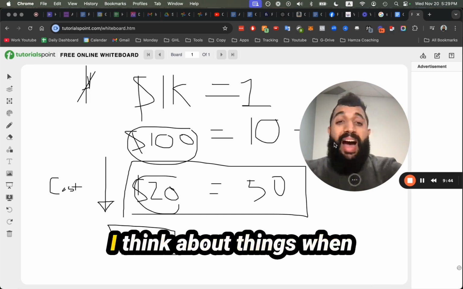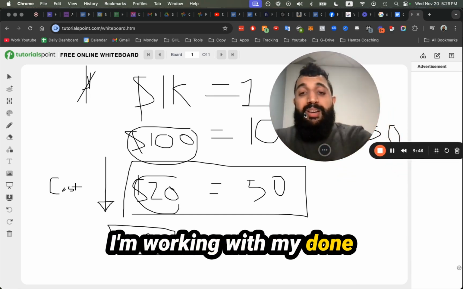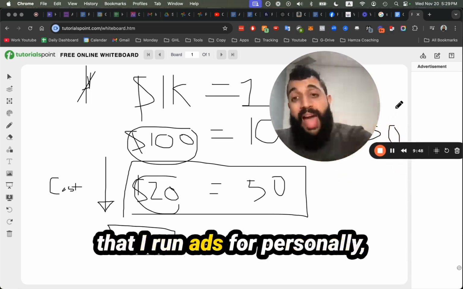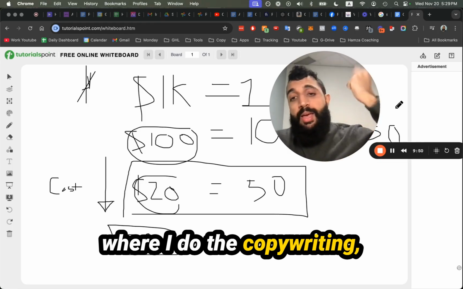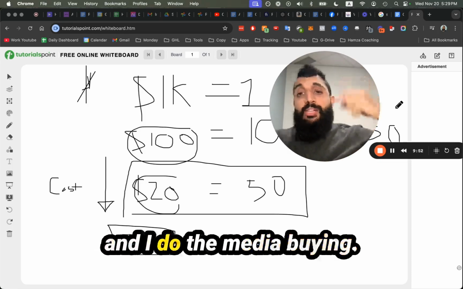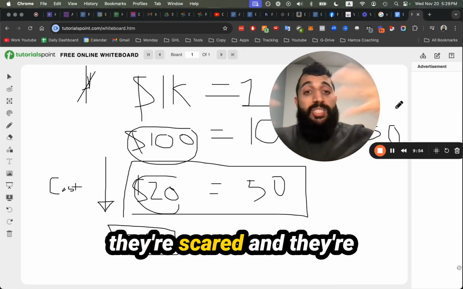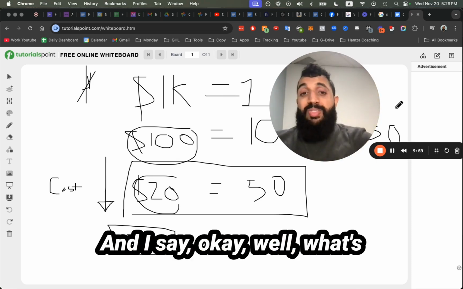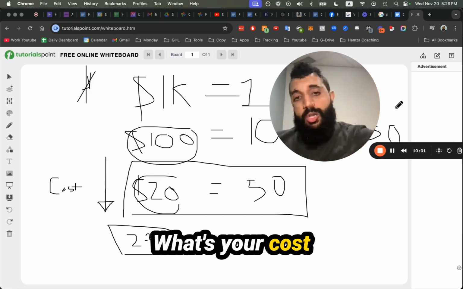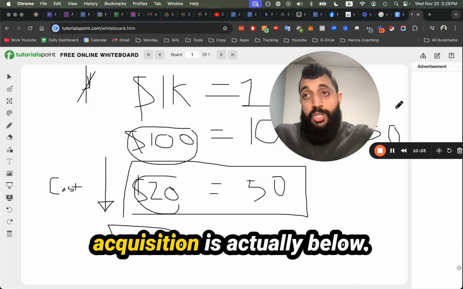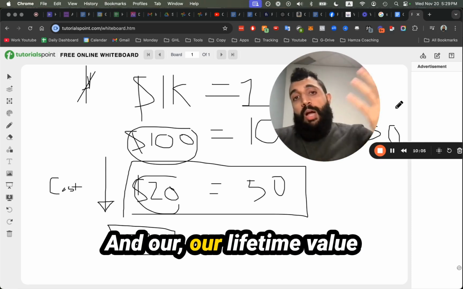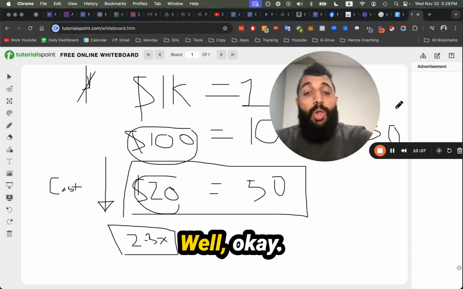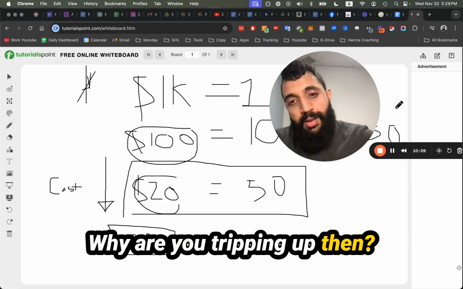This is really the way that I think about things when I'm working with my done-for-you clients, the clients that I run ads for personally, where I do the copywriting, I do the funnel optimization, and I do the media buying. And then they come to me and they're scared and they're like, oh, our CPL is too high and the cost per appointment is too high. And I say, okay, well, what's your close rate right now? What's your cost per acquisition? And they're like, oh, cost per acquisition is actually below. Oh, and our lifetime value's gone up recently. Well, okay, why are you tripping out then? You see what I'm saying?